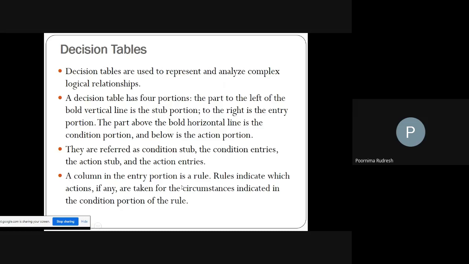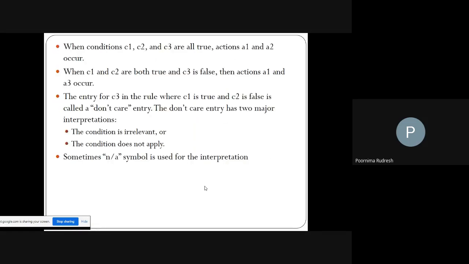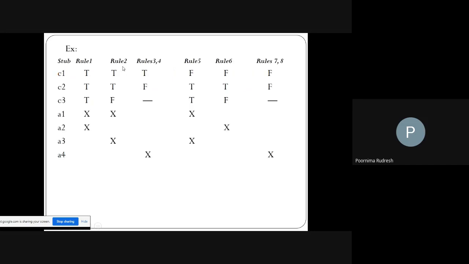Here it is given. The condition entries are over. See here, when conditions C1, C2 and C3 are all true, actions A1 and A2 occur. Here, these X are nothing but the don't care conditions. Clear? Okay. And conditions are represented either as true or false.